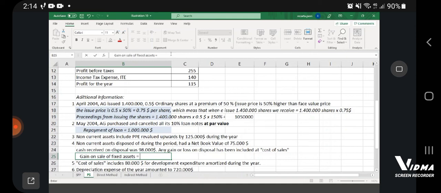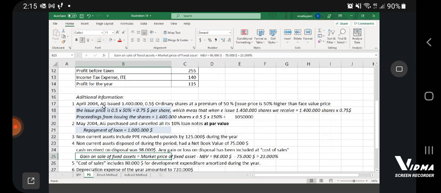Gain on sales of fixed asset is the difference between cash received on disposal, the market price of the fixed asset, another way to say cash received on disposal, less the net book value. That is, the gain on sale of this fixed asset is $98,000 less $75,000. This is equal to $23,000, the gain on sale of this fixed asset.